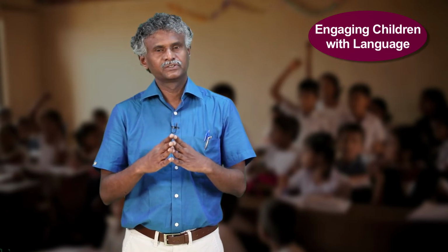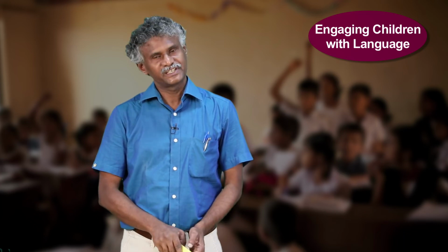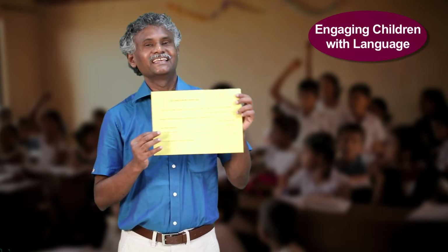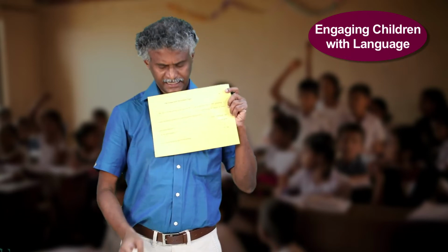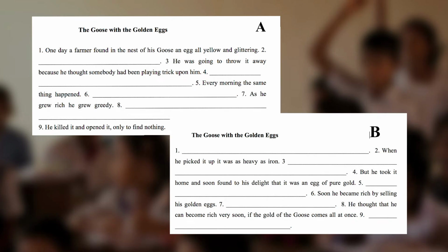So how does a teacher engage children through an activity? She has picked up a story and made two versions of it. In one, story A, she has removed the even sentences, sentence 2, 4, 6, 8, likewise. In the second one, she has removed the odd sentences, that is 1, 3. Children are working in pairs. One child is given A, the other child is given B. Now the first child will read out the first sentence, the second child will write. Likewise, they complete it. Now we'll demonstrate it.